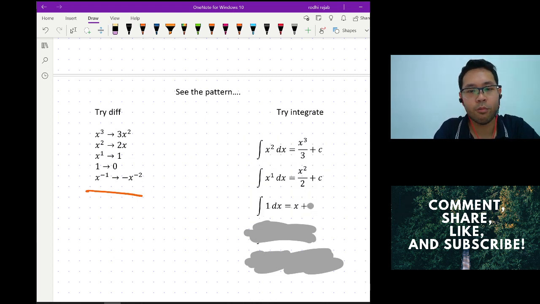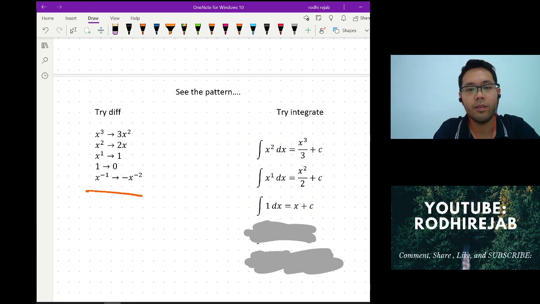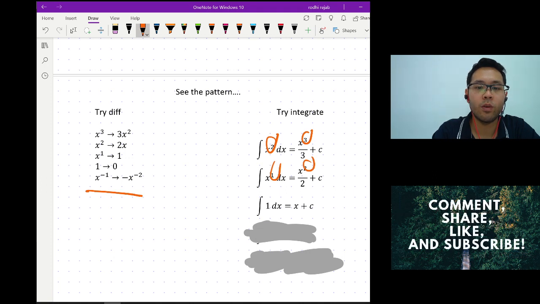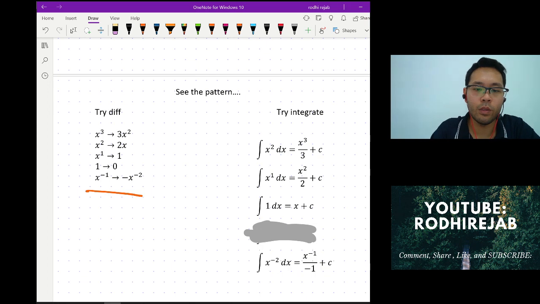The integration process is kind of the same over here. So we keep on adding to the power: 1 becomes 2, 2 becomes 3, and so on. And 1, which is x power 0, becomes x power 1. Right, you got the idea. And what about if you go to the negative side? If we go for negative 2 plus 1, we get negative 1, and still okay.